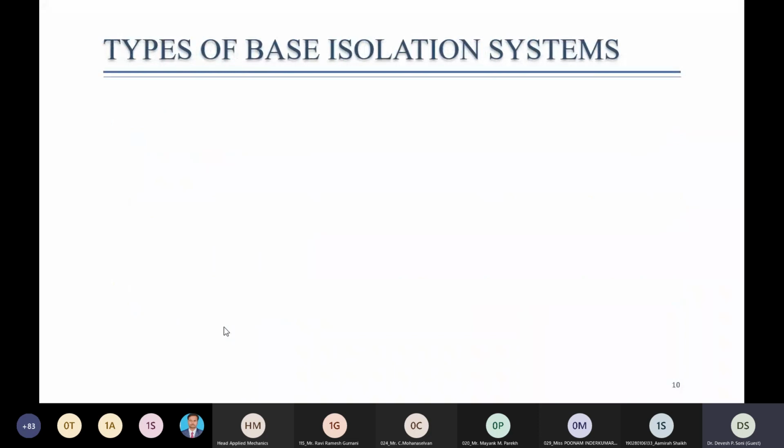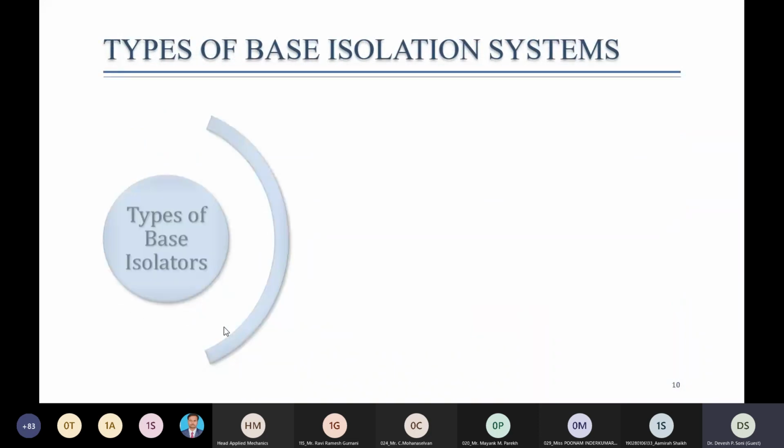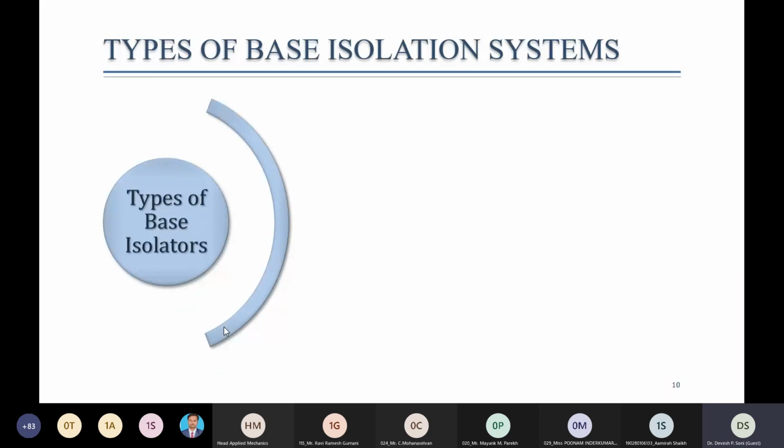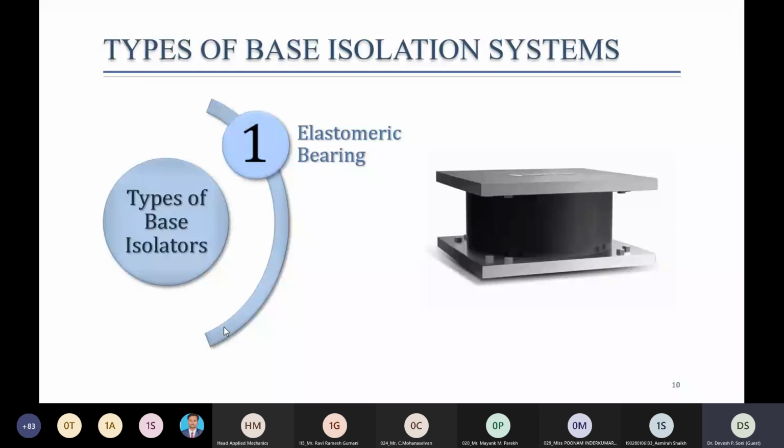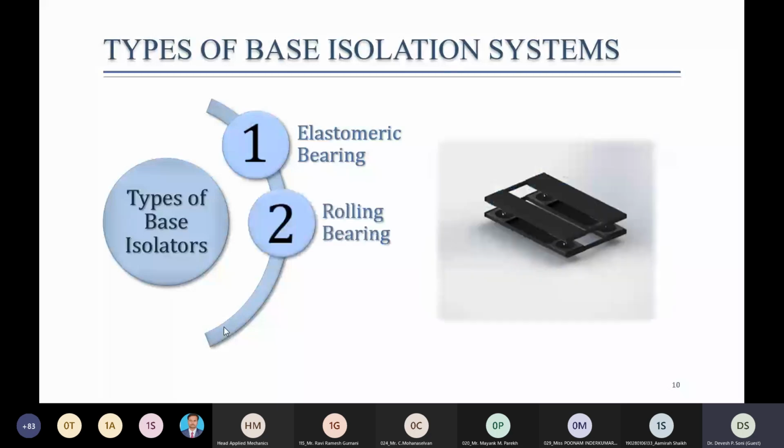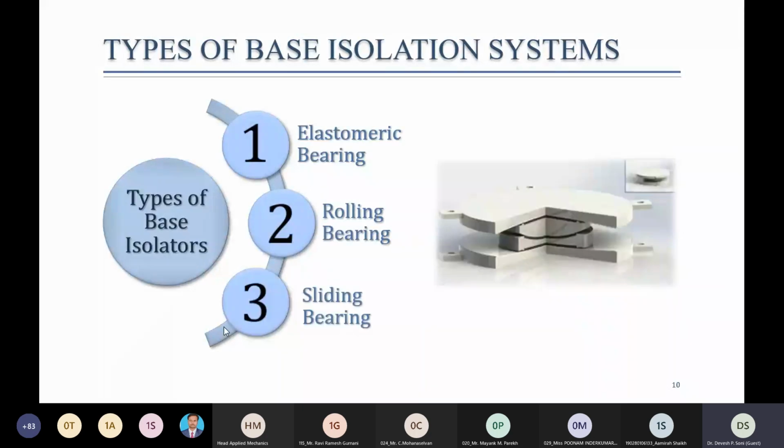Now, moving to the types of base isolation system. See, many types of base isolation system have been developed, designed, and implemented in practice. All the isolation systems can be grouped into three categories. One is the rubber isolation system, second is the rolling type isolation system, and the third, most advanced, is the sliding type isolation system. So let us have a quick overview of the three types of isolation system. The first one, rubber type isolation system, is called elastomeric bearing. Then the second one is rolling bearing, and the third one is sliding bearing, which works on the principle of sliding.